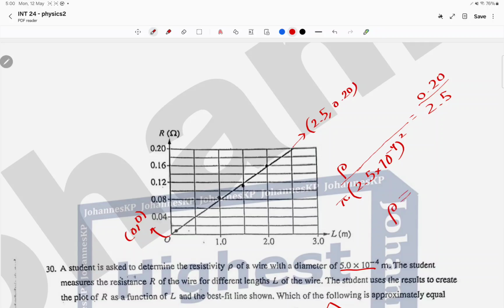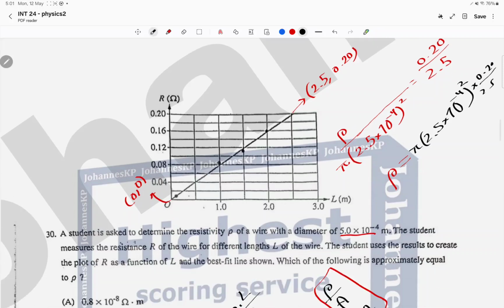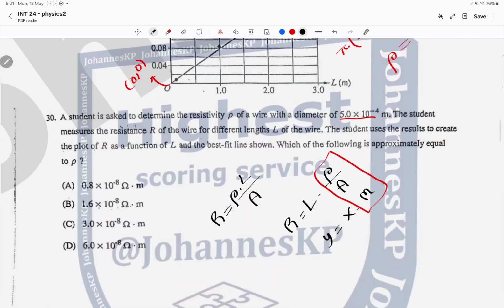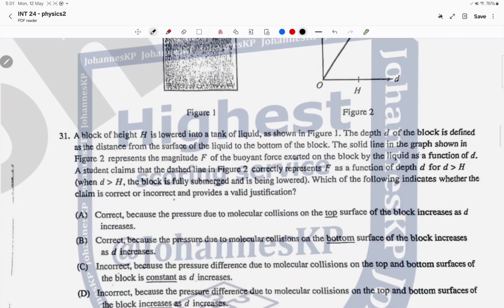Let's find resistivity. So that means you just have to do pi times 2.5 times 10 to the power of negative 4 squared times 0.2 over 2.5, and you will get 1.57, which is B. 31 is to be skipped, it's just fluids.